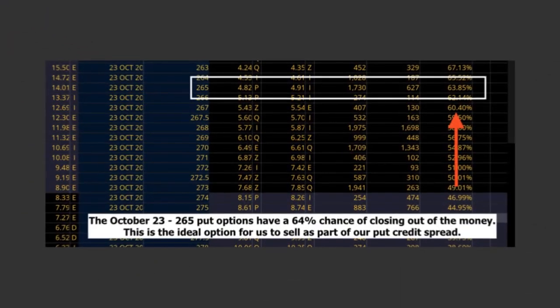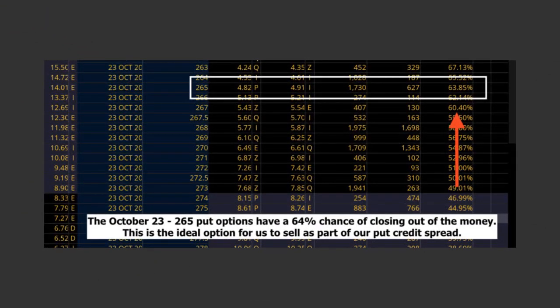So using QQQ, let's say we determine we want to place a neutral or bullish position using a put credit spread. So we go with the October 23rd weekly options. They have 20 days left to expire. We go to the 265 out of the money put option, which has a 64% chance of closing out of the money. We sell that option.